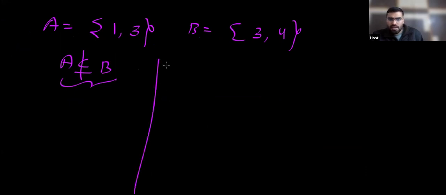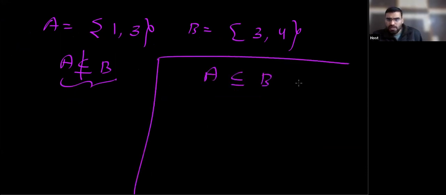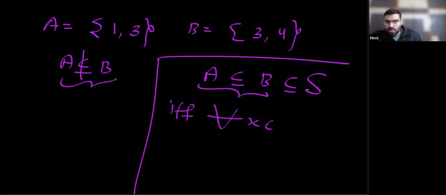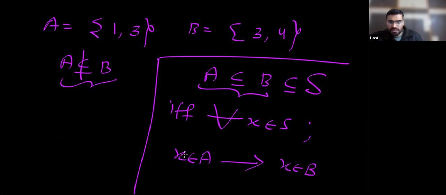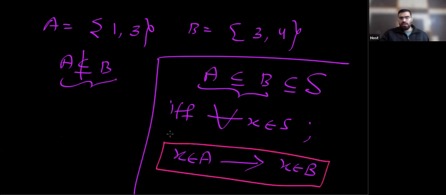So finally, I can say that A is a subset of B, and both are subsets of some S, if and only if for every element belonging to S, the following holds: if it belongs to A, then it should definitely belong to B. Then we can say that A is a subset of B.